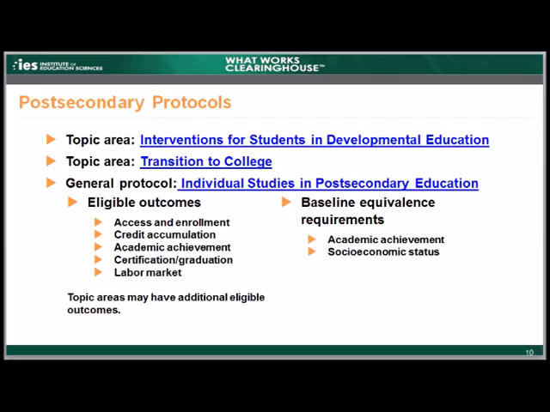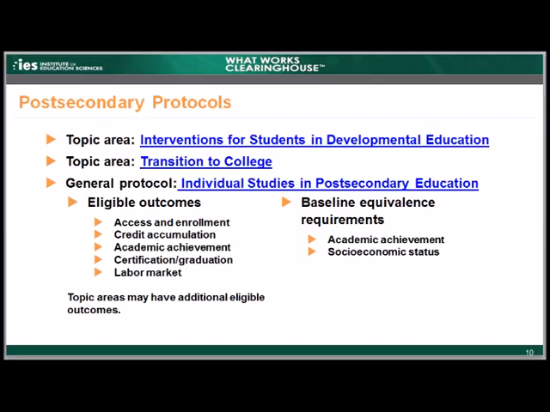All of the post-secondary protocols have a standard set of outcomes that you see listed here. These all measure the extent to which students get into, make progress through, and successfully exit post-secondary education. But some topic areas will have additional eligible outcomes. For example, when we review studies of interventions for students in developmental education, we're interested in the extent to which students make progress through developmental education.